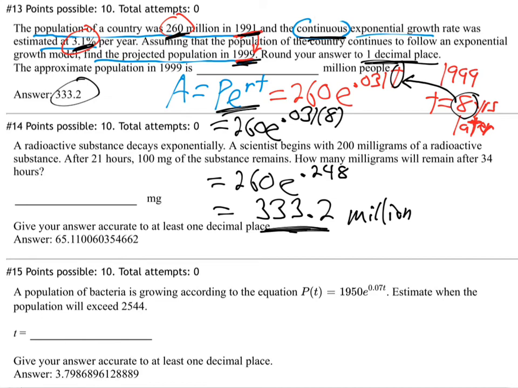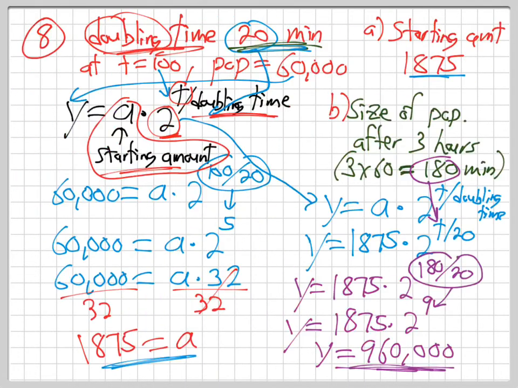So those 2 questions we learned about continuous growth. Now, number 14, a radioactive substance decays exponentially. So it's going down. A scientist begins with 200 milligrams, and after 21 hours, 100 milligrams remains. How many milligrams after 34 hours? Okay, let me get some fresh space and we'll give this one a go. So, number 14.